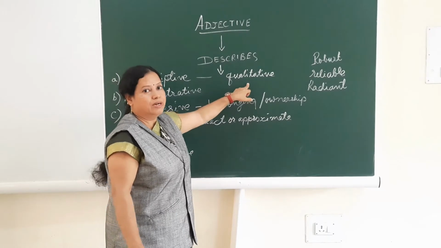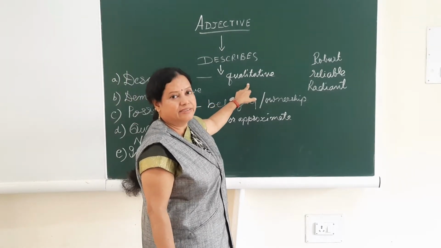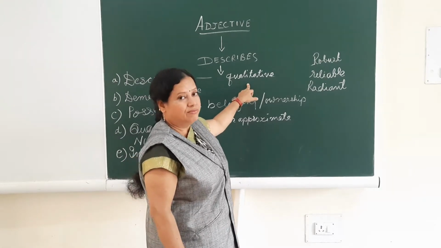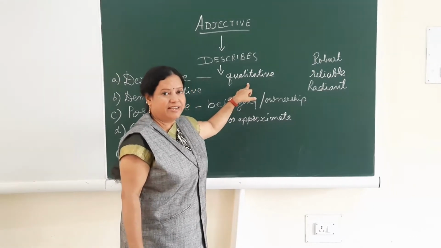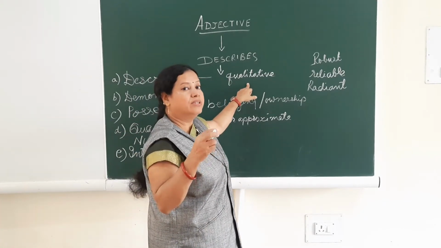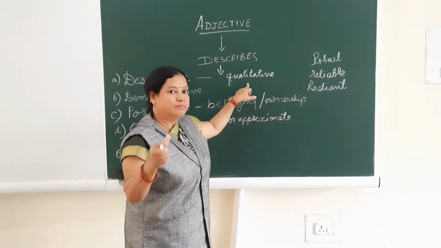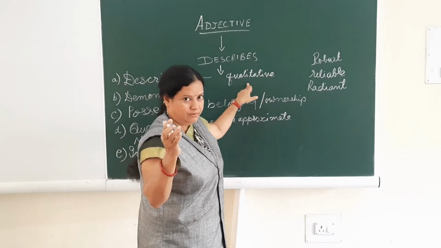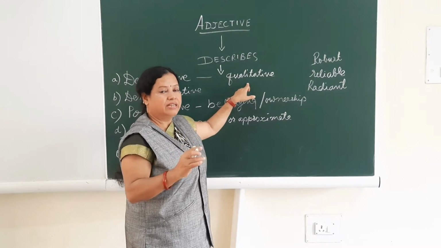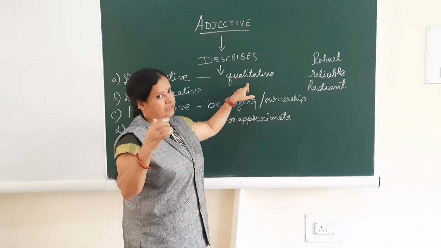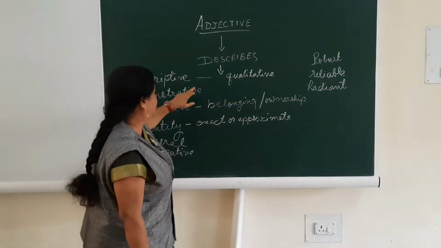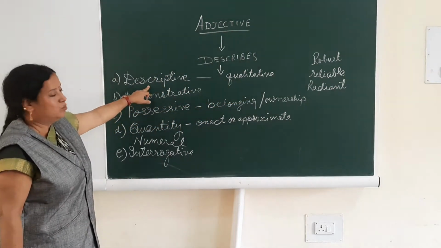Suppose you are wearing a nice shirt. You are wearing a white shirt. You are wearing a smart dress. So all these are describing the quality of your dress. Nice, smart, red. These all are the quality of your shirt, of which color it is, whether it is good or not. So it is a descriptive adjective, which is describing the quality.